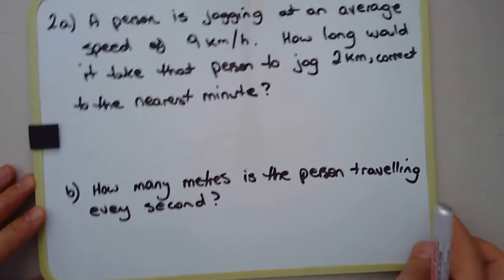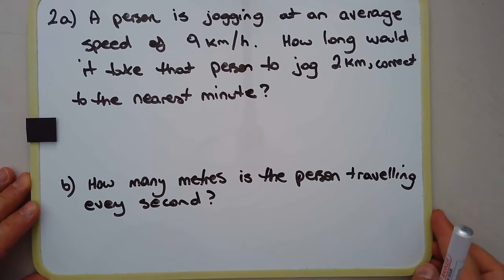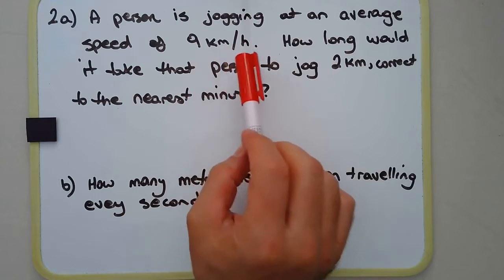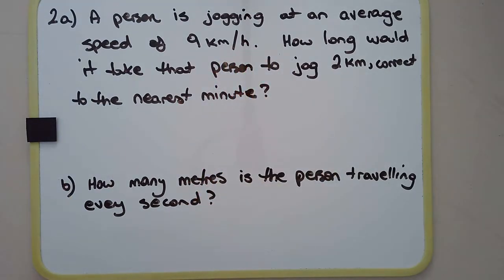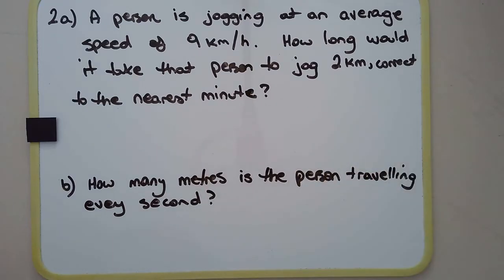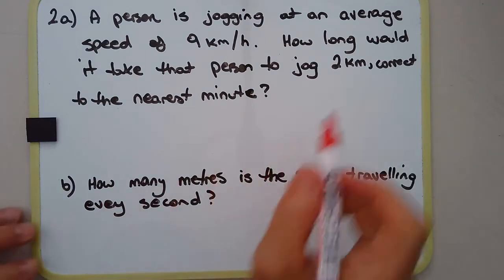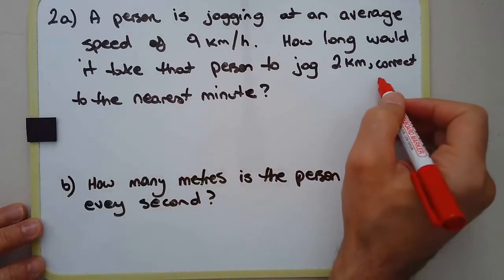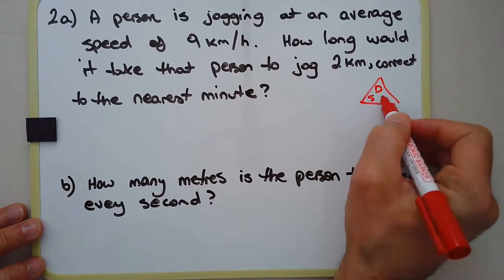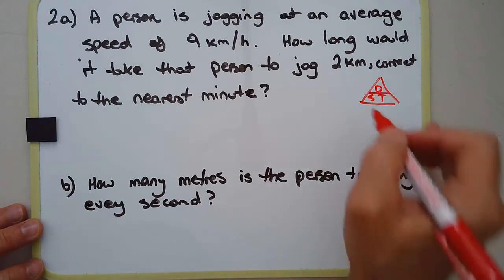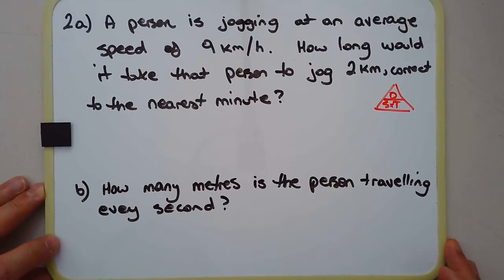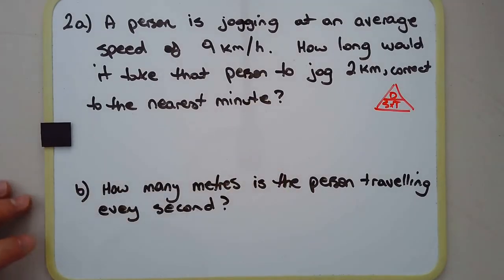Example number 2: a person is jogging at an average speed of 9 kilometres per hour. How long would it take that person to jog 2 kilometres, correct to the nearest minute? Let's use our triangle. I'll just draw the triangle here: D, S, T, with a multiplication symbol. I've drawn it fairly small, just to maximise the amount of room I've got.